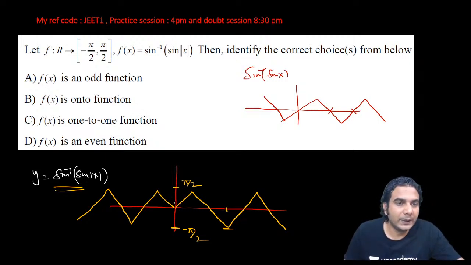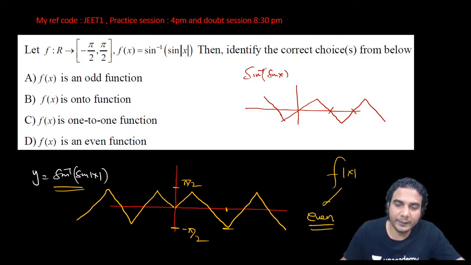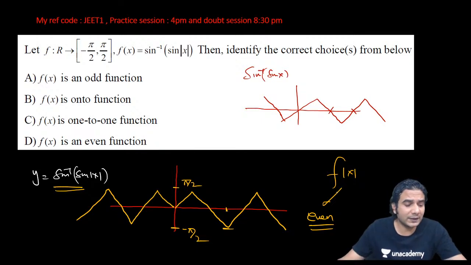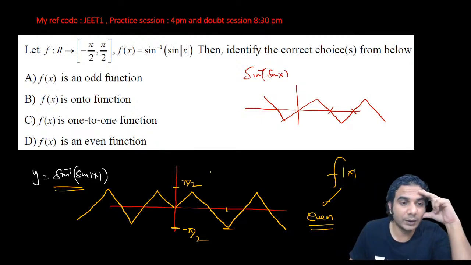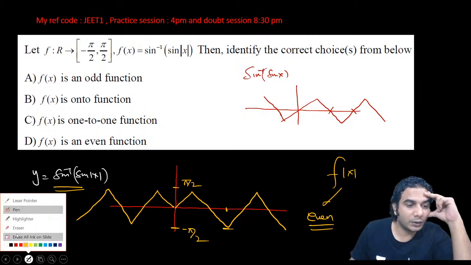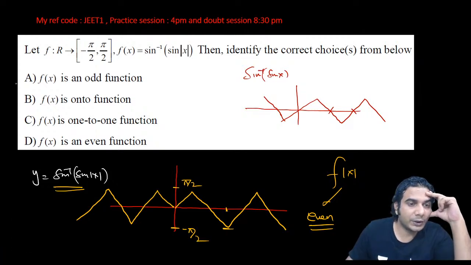Now let's answer. Is F an odd function? Certainly not. F of mod of x will always be an even function. Remember that. Whether you put plus x or minus x in this, it will be an even function. So option A is wrong.